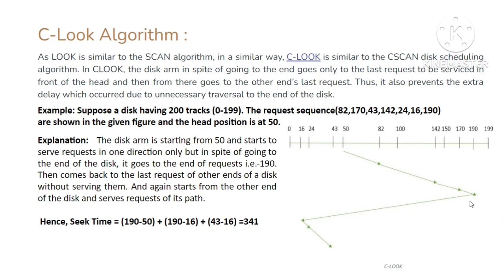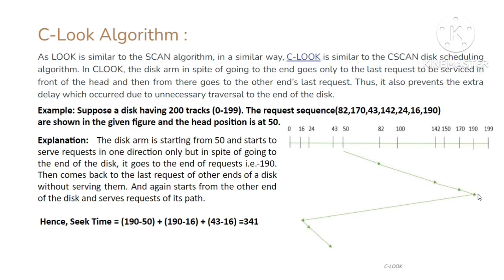But in case of C-LOOK, the disk arm will go to the last request, that is 190, and then reverses its direction at the other end. In the other direction, it also does not go to the last track. It will not go to zero. It will go to the last request in the lower direction. In the lower direction, the last request is 16, so it will go to 16, not 0. And between 190 and 16, it will not serve any request because it moves circularly.